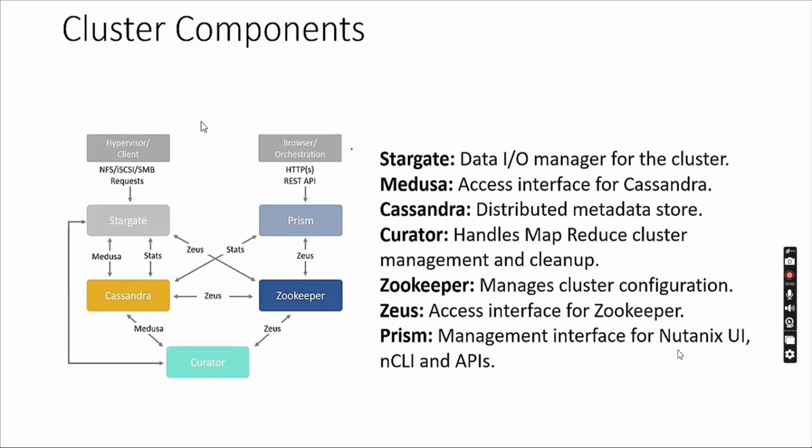So all your Nutanix storage boxes, everything, will be managed through Prism. You understood this: Stargate, Cassandra, Zookeeper, Curator.